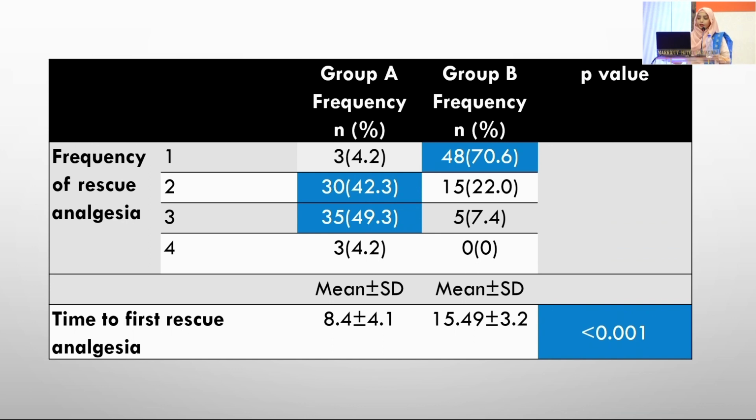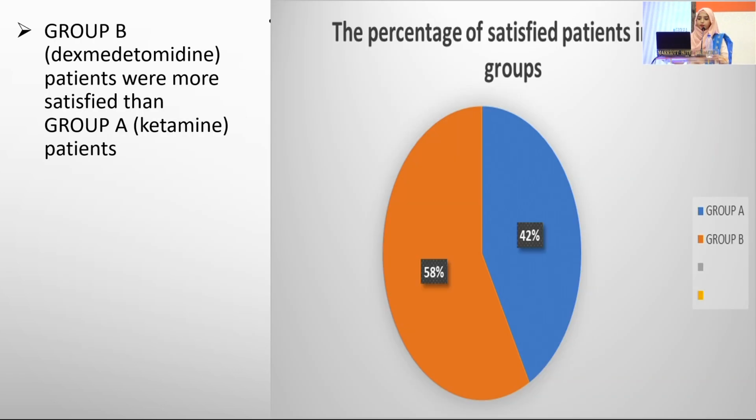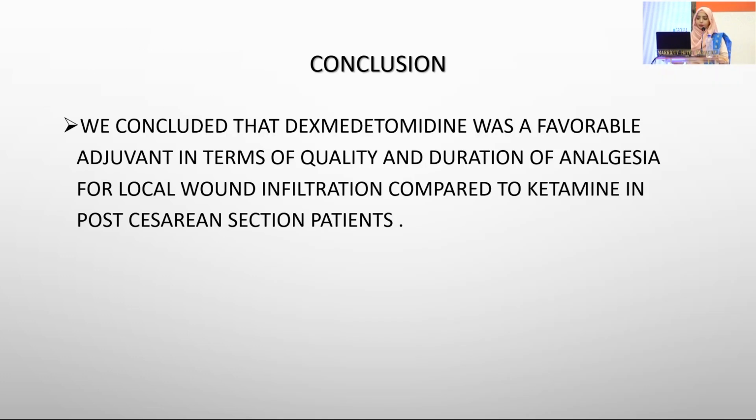The frequency of analgesia needed: 70% of patients in group B needed it once, with a mean of 15 hours of analgesia, whereas 80% of patients in group A required analgesia twice or thrice, with a mean of 8 hours, with a p-value of 0.001, which is significant. In terms of quality, group B dexmedetomidine patients were more satisfied, at a ratio of 58%, than group A ketamine patients, at a ratio of 42%.